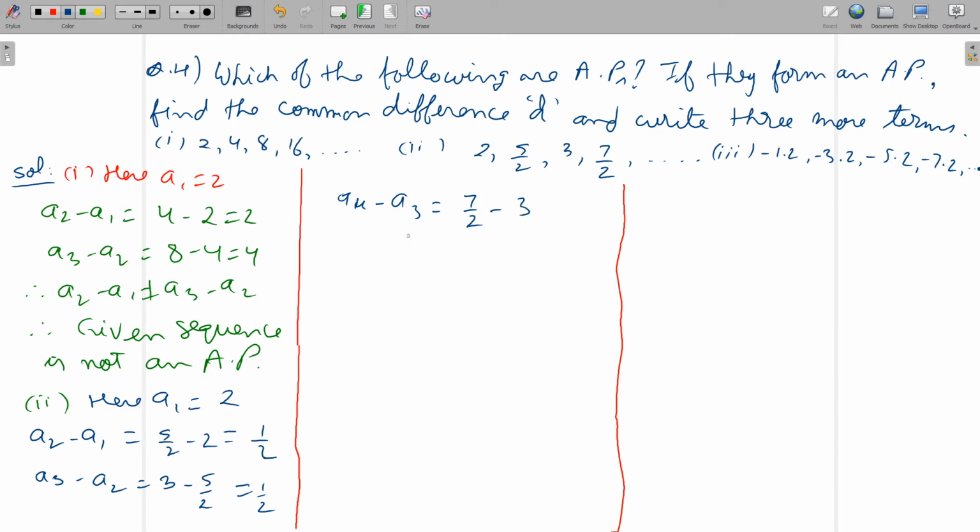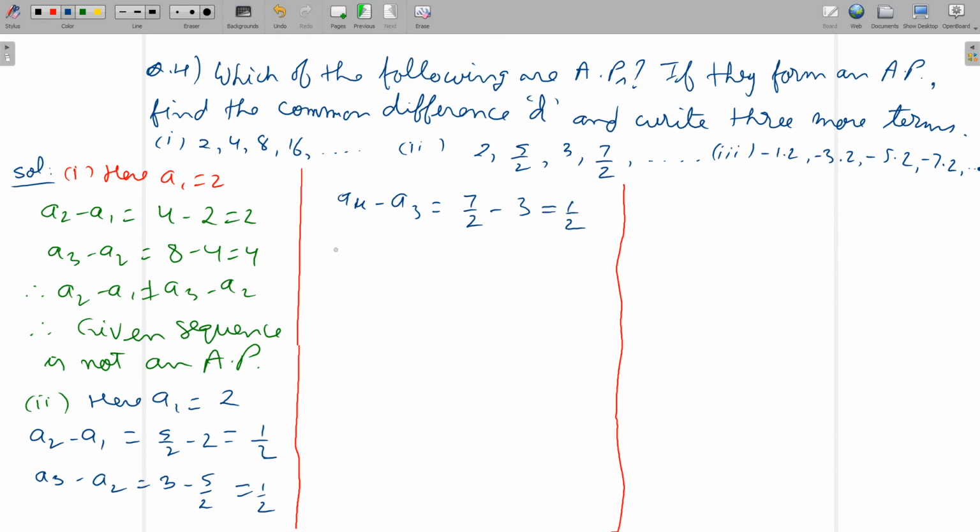So this process you have to do till the end. The number which is given to us is 7 by 2, and after that the numbers are not given, though dots are given. That means the process is continuing, but it may be an AP or not, whatever sequence it is. But the numbers visible to us are only till 7 by 2. So we will perform this process of finding the difference till that point and then check whether they are equal or not. So A4 minus A3 is 7 by 2 minus 3. This will give us 7 minus 6 by 2, that is 1 by 2. So this is also 1 by 2.